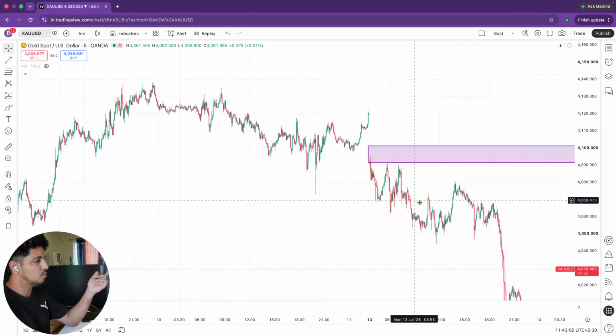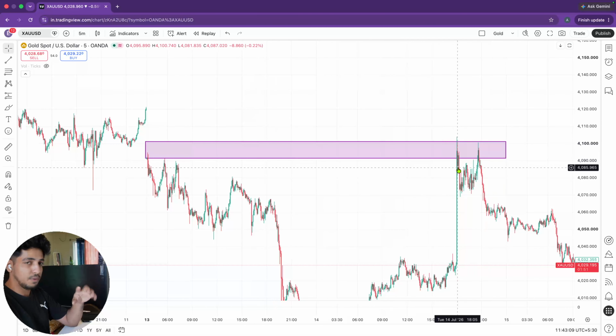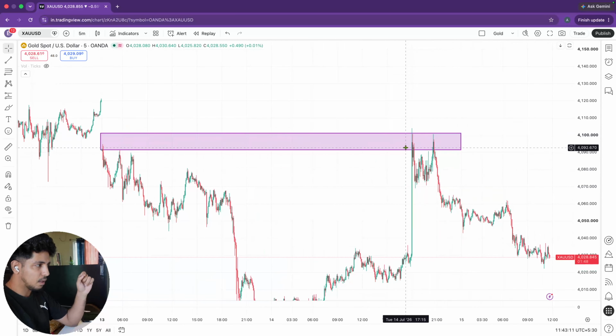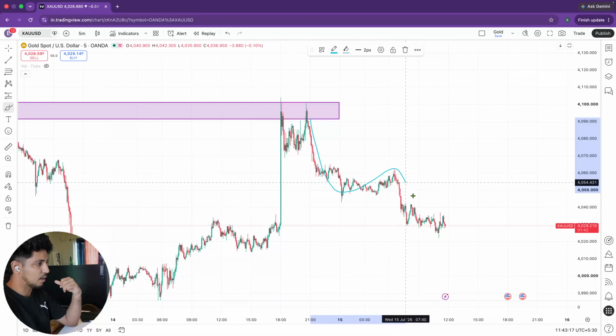So they are the ones who have jumped in. So these are the same sellers who are defending their positions. And after their position, we found a lower low creation. Here we can clearly see it has created a lower low.